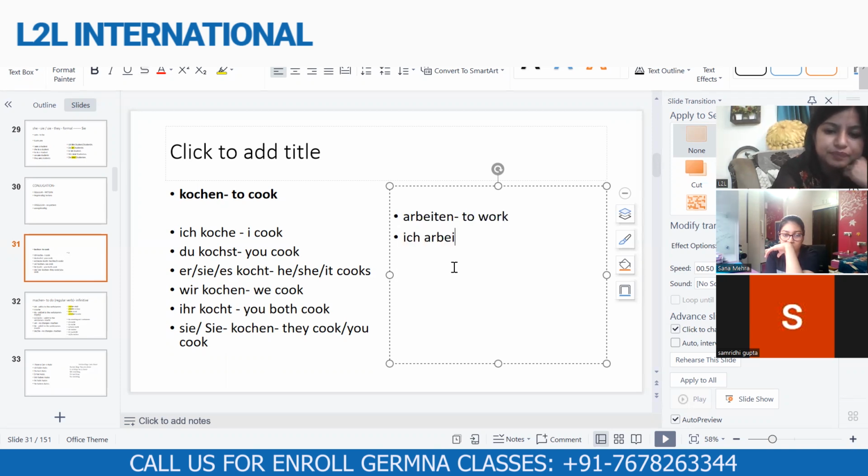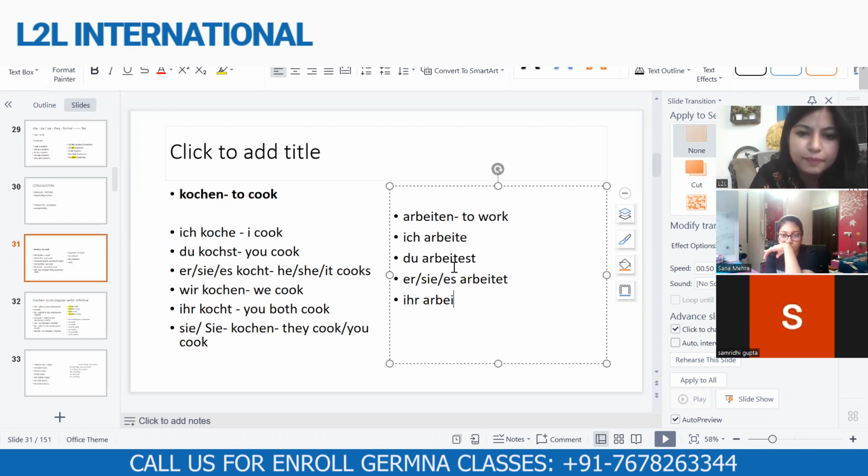Ich arbeite. Okay. In the irregular verb, not all the pronouns will have a different word, but something will be different from the pattern. Du arbeitest. Sie, es arbeitet. Okay. Ihr arbeitet. Wir arbeiten. And sie arbeiten.